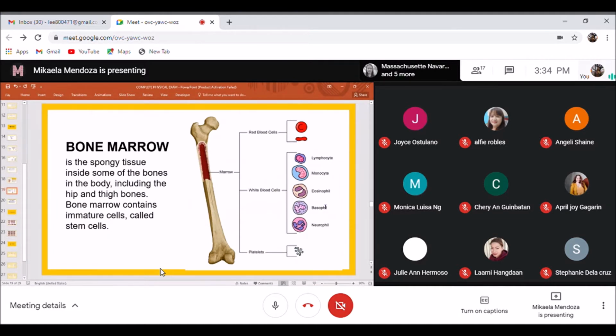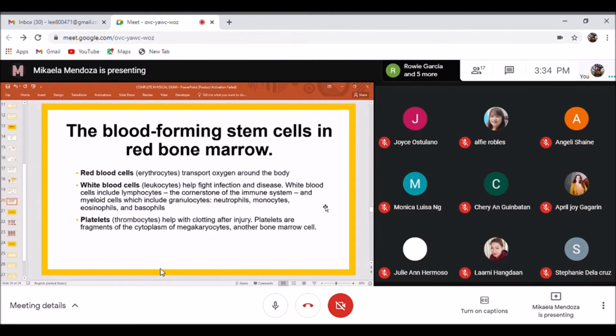Bone marrow is a spongy tissue inside some of the bones in the body, including the hip and thigh bones. Bone marrow contains immature cells called stem cells. The blood-forming stem cells in the red bone marrow produce red blood cells, whose function is to transport oxygen around the body, and white blood cells, which help fight infection and disease.